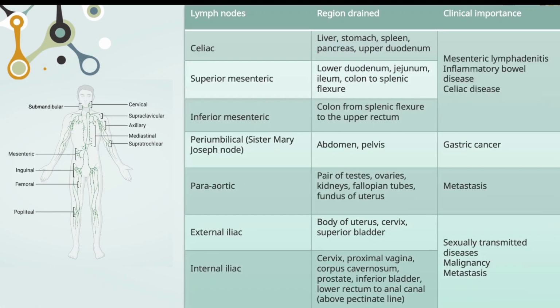Now let's look at other important lymph nodes of the body. The celiac, superior mesenteric, and inferior mesenteric lymph nodes are involved in disease of the bowel. So if there is a malignancy of the colon, let's say colon cancer, you need to understand that these lymph nodes will be involved.